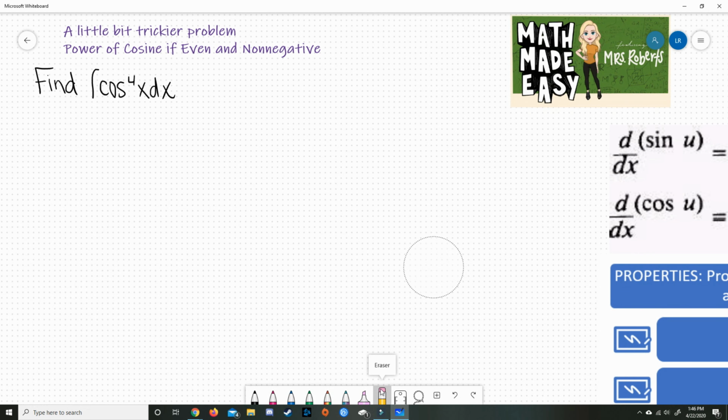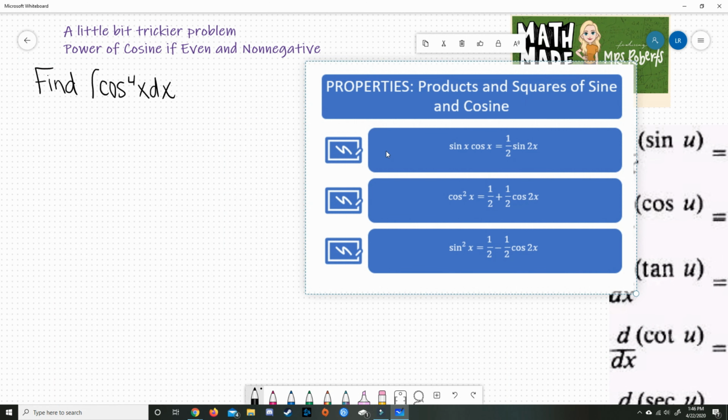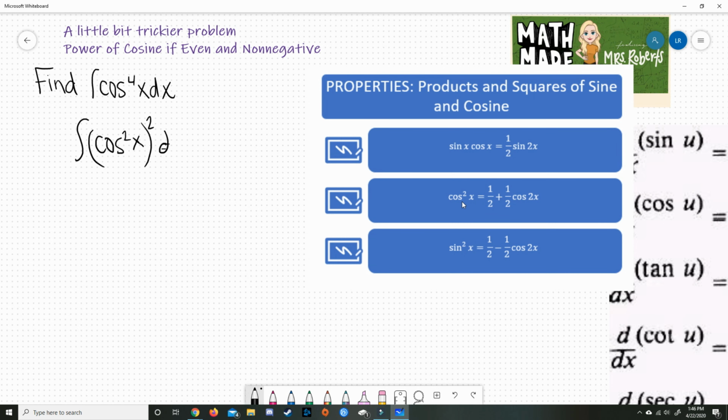So let's look at our different properties. Well, here's one set of properties. I have a cosine to the fourth, and this allows me to change a cosine squared. I could rewrite this as cosine squared of x, squared, dx, which means I could use this rule. And when I use this rule, maybe I can get it down to just having a cosine of u, where my u is 2x. So let's try this out.